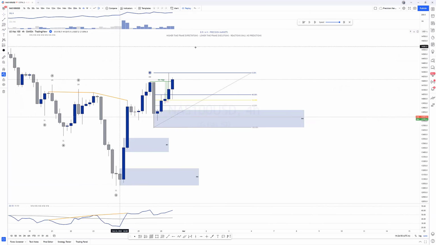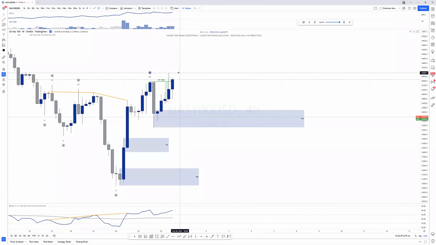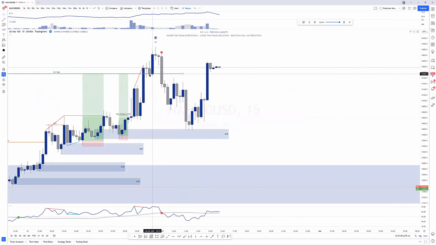Yep. All right. So now at this point, let me delete this thing. Now we have, like I said, our bias. We know exactly what we're looking for. I'm going to go back down to our 15-minute. Price broke this high. We came up to make this point.